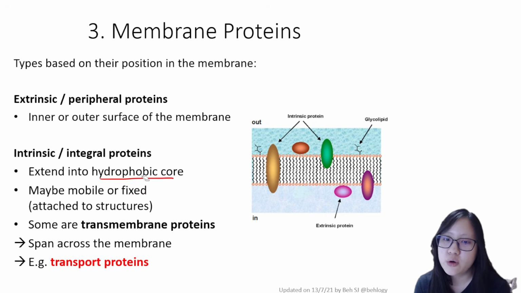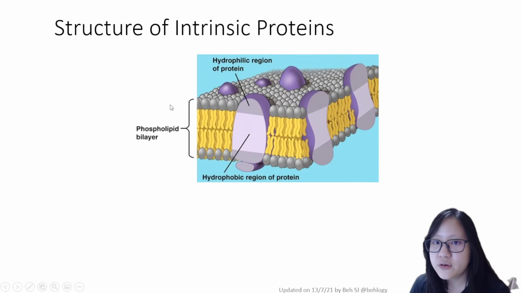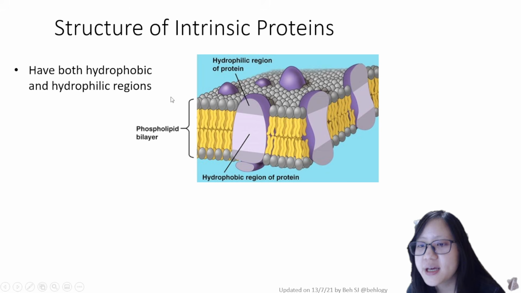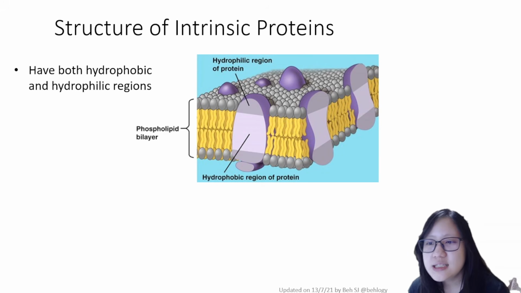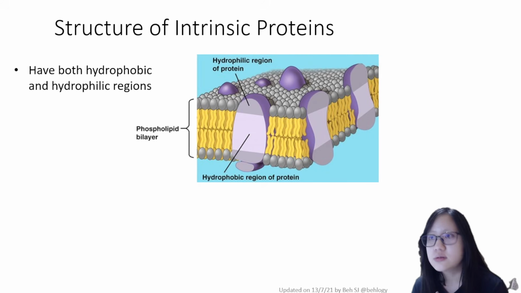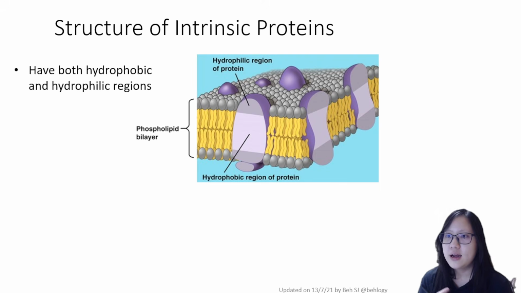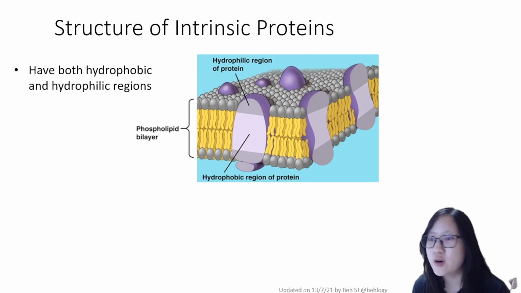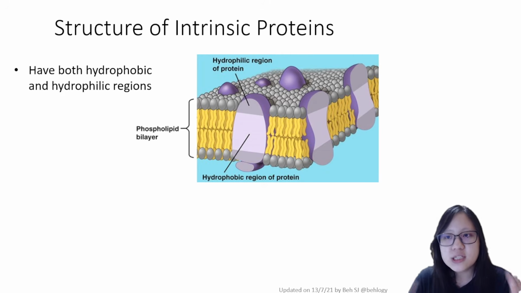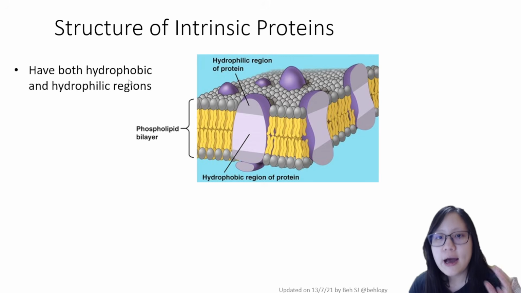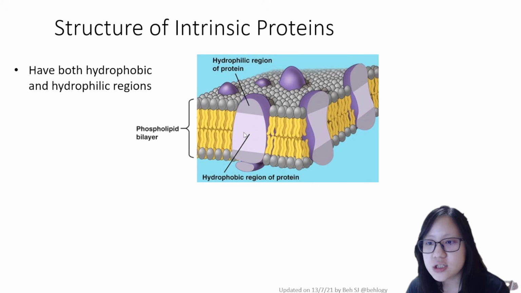the hydrophobic core. So, in order for it to stably be held there, they would have to have both hydrophobic and hydrophilic regions. These are structures of all intrinsic proteins, no matter their function. Whether they are transmembrane or not transmembrane, or whether they are a transport protein or an enzyme, it doesn't matter. As long as they are intrinsic protein, they would have a structure that looks like this. They would have both hydrophobic and hydrophilic regions to be stably placed at the membrane.